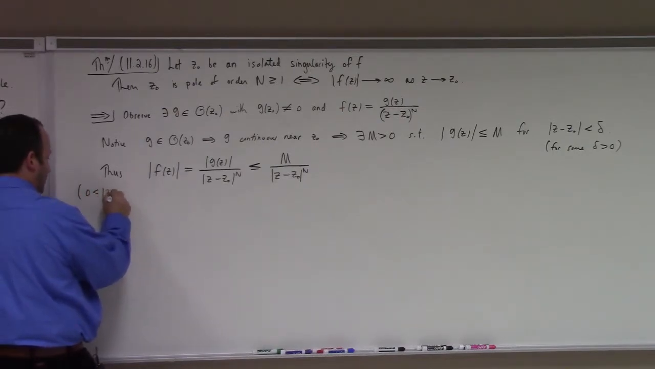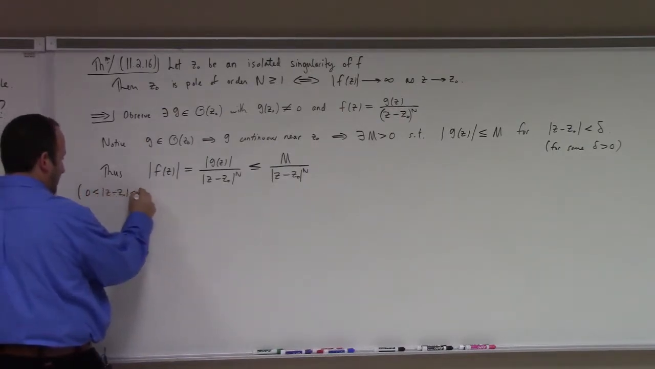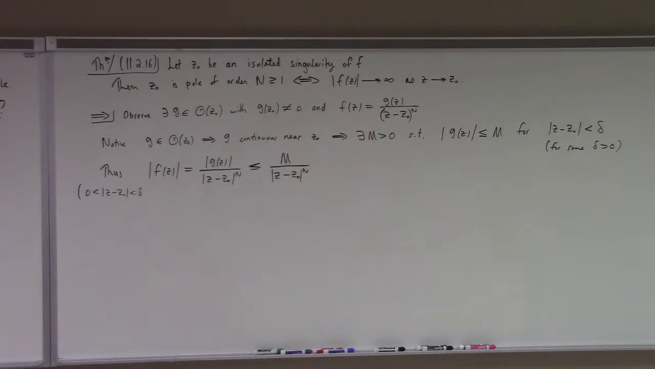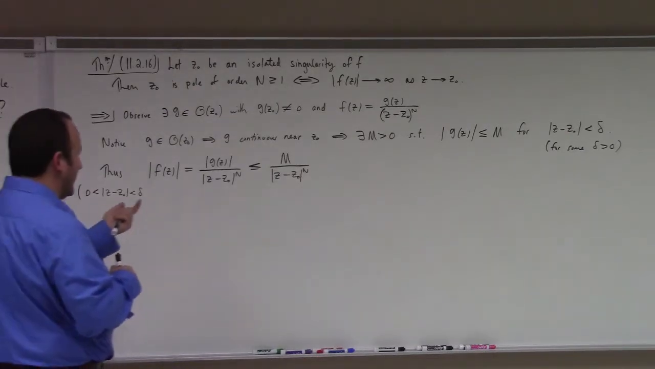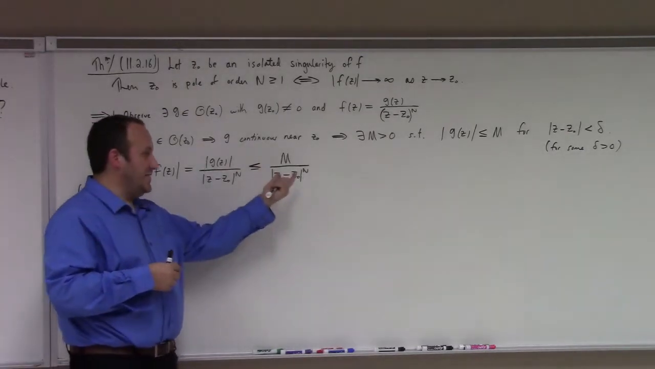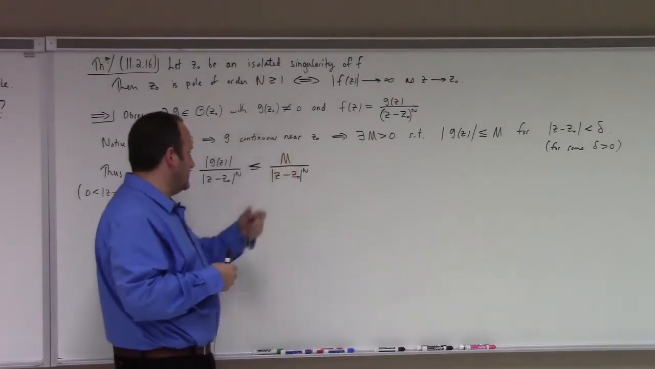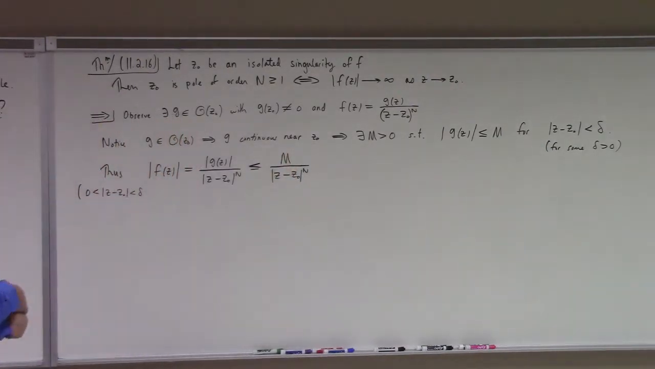Wait, why are we trying to show that z is small? I thought we were trying to show it's large. I'm approaching, we'll get there. We're approaching z goes to z naught. My point, though, is that the numerator is at most m. I mean, well, what we want to say is the numerator is greater than something.